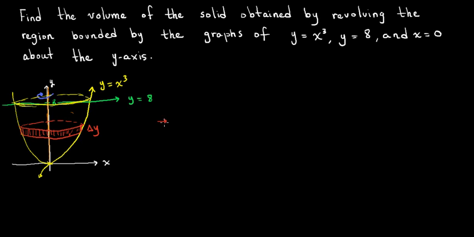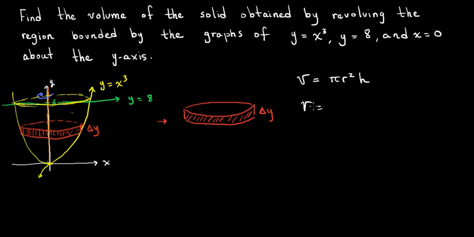So let me pull this disk out so we can look at it a little bit further. It looks something like this, and there's my cylinder. We know the height of this cylinder is delta y. What I need to figure out though is my radius, because remember the basic formula is the volume equals pi r squared times the height. Notice that we can substitute the height and write pi r squared delta y.